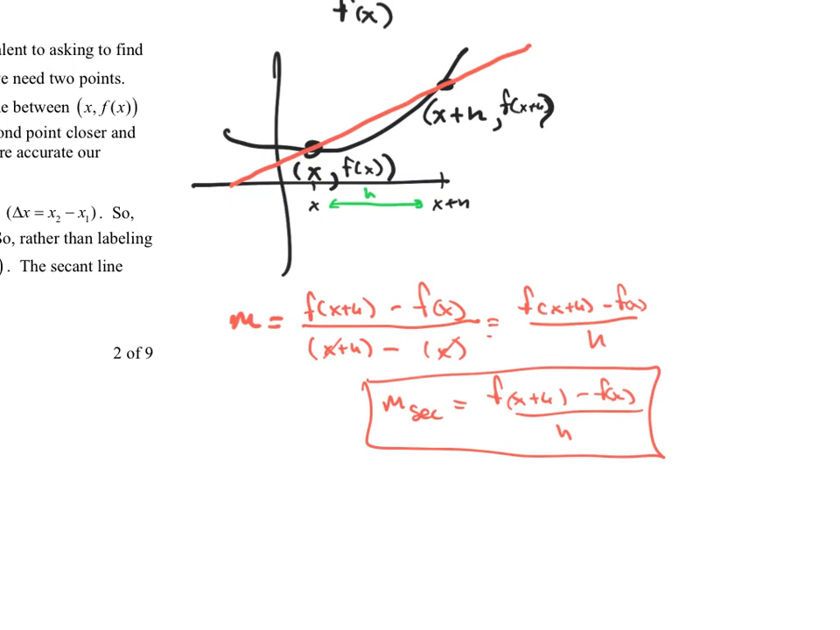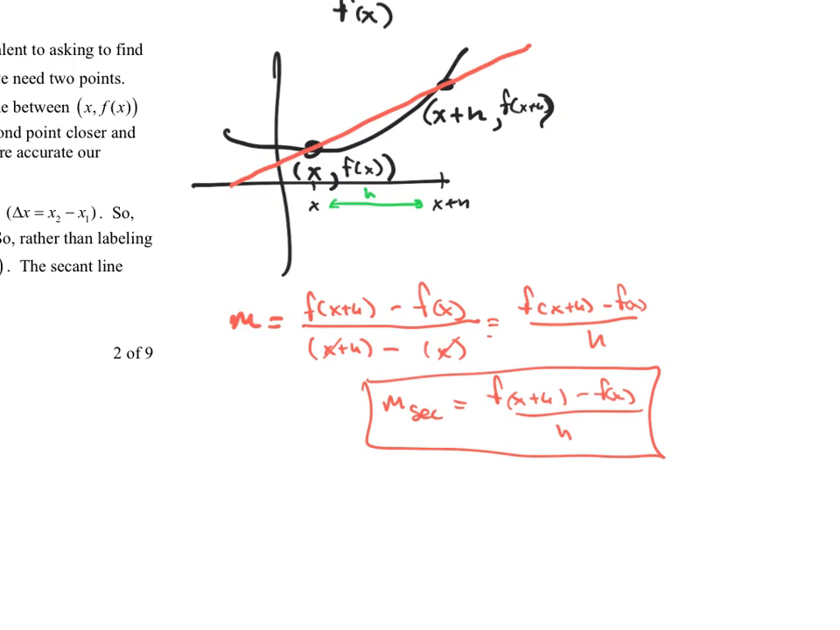Now remember, this is just the slope of that line. I am just finding the slope of that line. But the question then becomes, how do I find the slope of a line at one point? So here's the cool trick. Here's what we're going to do. We're going to take the line through these 2 points, but then we're going to move this second point closer and closer and closer and closer to the first point until the 2 points are infinitely close to one another.